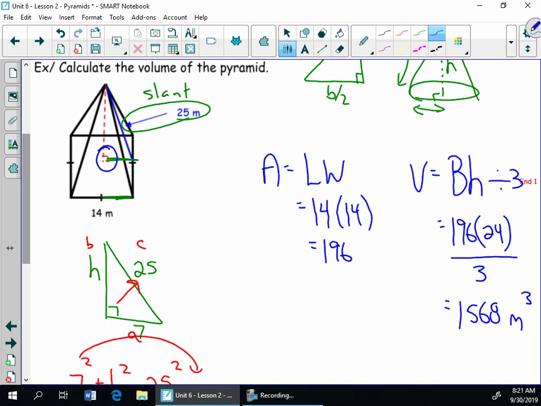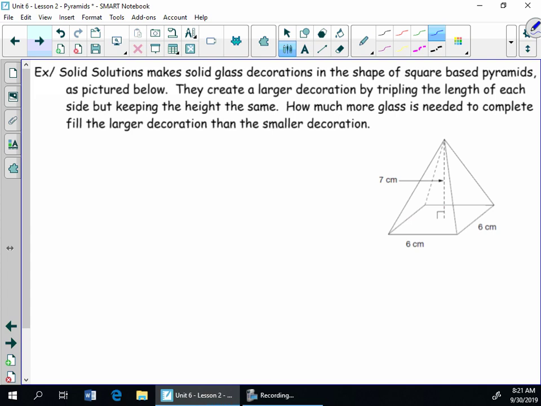Okay, we're going to try 2 little word problems here. Give them a try. Solid solutions make solid glass decorations in the shape of square-based pyramids, as pictured below. So here's our picture. They create a large decoration by tripling the length of each side but keeping the height the same. How much more glass is needed to completely fill the larger decoration than the smaller one?